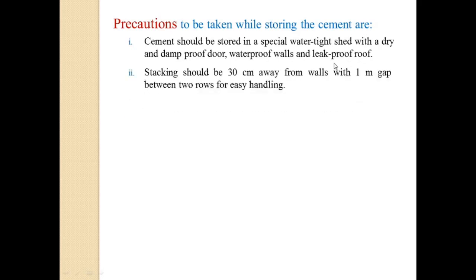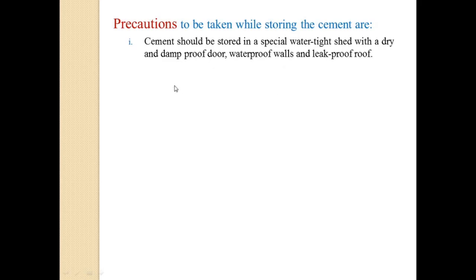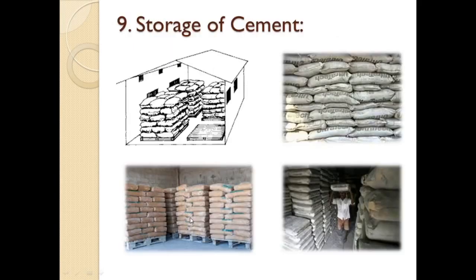Next, the stacking should be 30 centimeters away from the wall, with a 1 meter gap between the two rows for easy handling. Here we can see the stack. This stack should be 30 centimeters or 300 mm away from the wall, so the dampness of the wall should not affect the cement bags. The distance between these two rows should be 1 meter for easy handling of the cement bags.